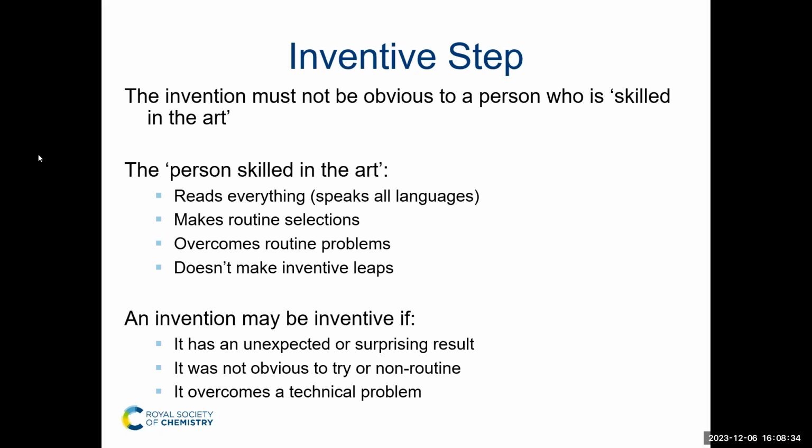Next one, the criteria for inventive step. So sa sinasabi dito, your invention must not be obvious to a person who is skilled in the art. Okay, so pag sinabi mong person skilled in the art, this is a person who can read, who can speak the language, who can make routine selections, overcome problems, and doesn't make inventive leaps. Okay? And an invention may be considered inventive if it has an unexpected or surprising result. It is not obvious to try or non-routine, and it overcomes a technical problem.